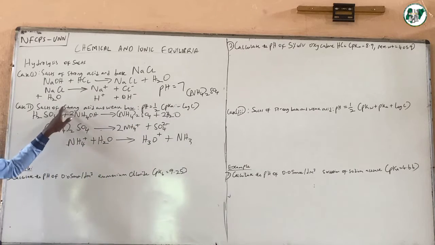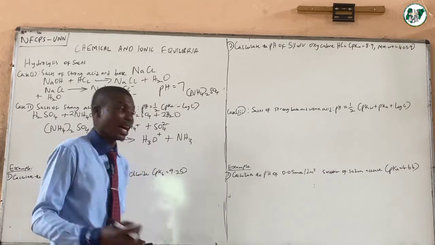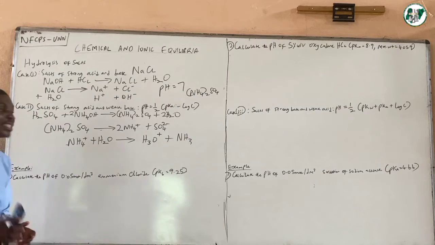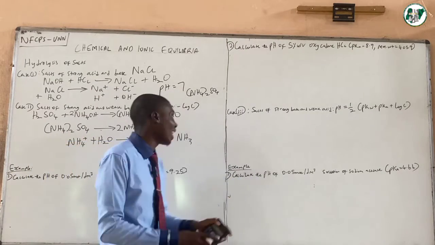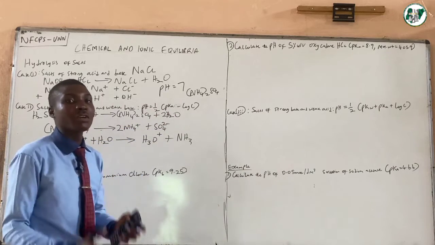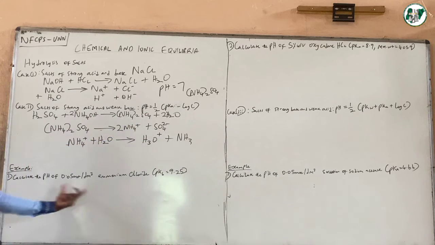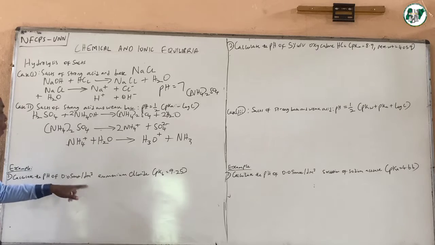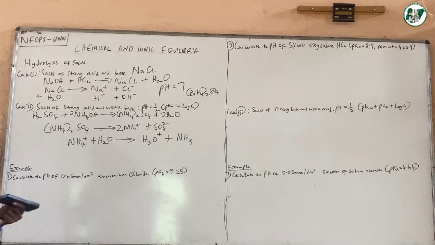So a salt of strong acid and weak base will lead to a solution that has a pH less than 7. And the formula for calculating it is similar to the formula for calculating a case of weak acid in water, which is pH = 1/2 pKa minus log C. So if you know the formula for calculating weak acid in water, that same formula we're going to apply here. So let us apply it in this particular example. Calculate the pH of 0.05 mol/dm³ of ammonium chloride. pKb is equal to 9.25. Ammonium chloride was what was given to us here.